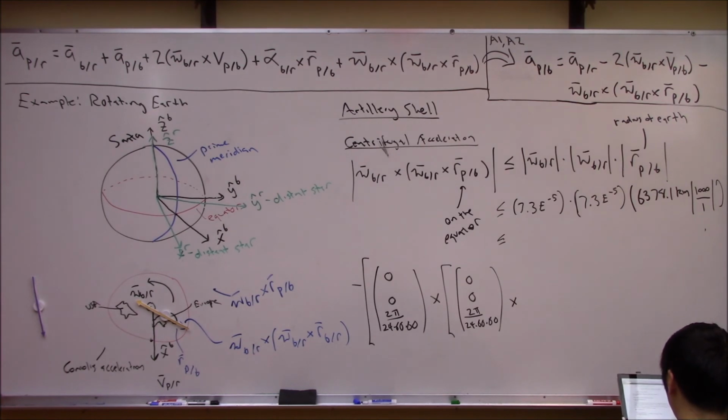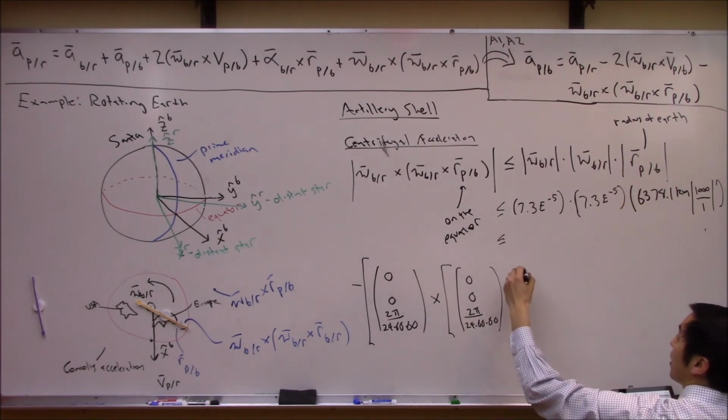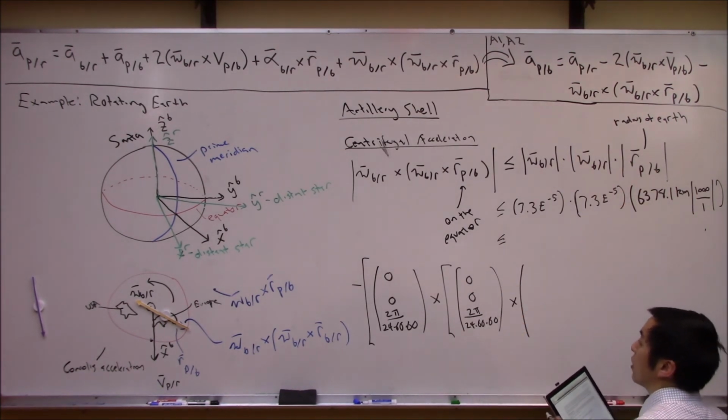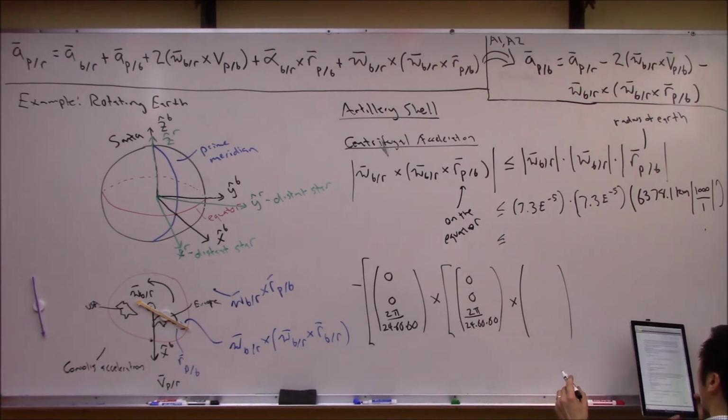Well, again, I think I used the example of sitting here on the prime meridian just to be able to express this position vector in a convenient fashion. It shouldn't really matter where you're sitting, as long as it's on the equator.